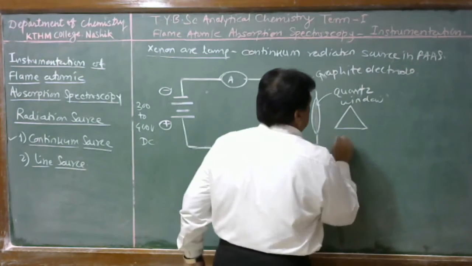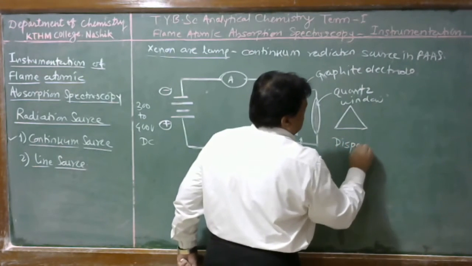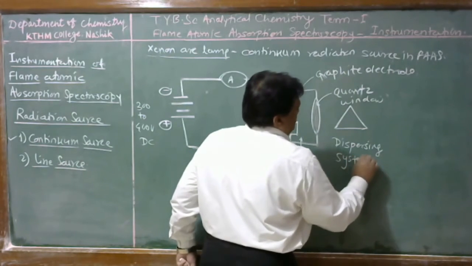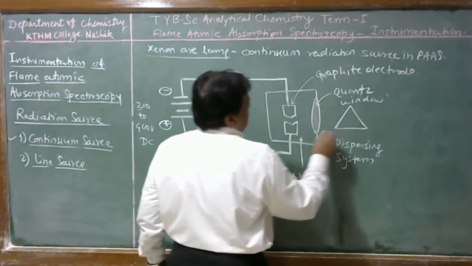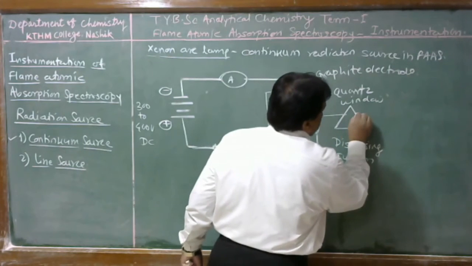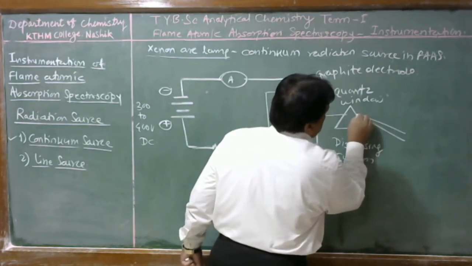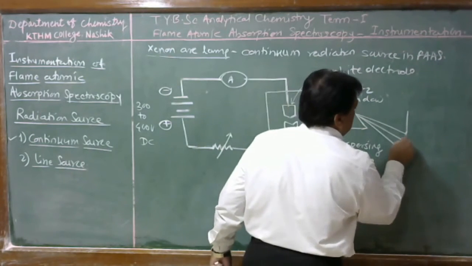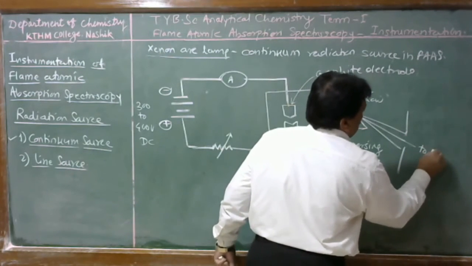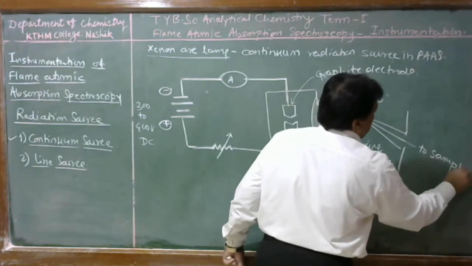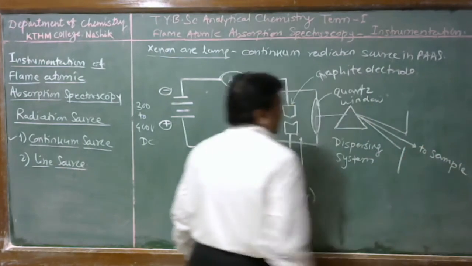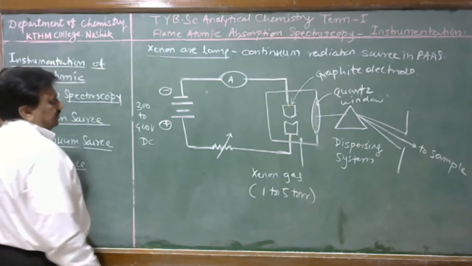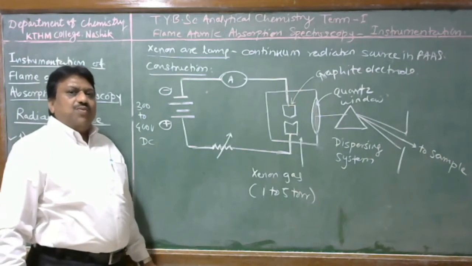Here a dispersing system, that is a prism, is placed. Radiation from this prism gets resolved into different wavelengths. By means of a slit, particular radiations are allowed towards the sample. This is the construction of a xenon arc lamp. Now we discuss the working of this lamp.